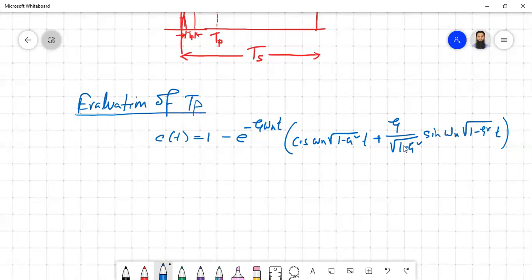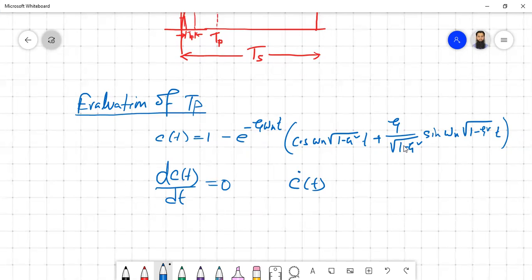To find the maximum or minimum, we have to figure out dC(t) by dt and set it to 0. That will give the corresponding condition for which this equation gives the maximum value. It is complicated to differentiate this equation, so instead of doing the differentiation in the time domain, note another way of representing dC(t) by dt is C dot.